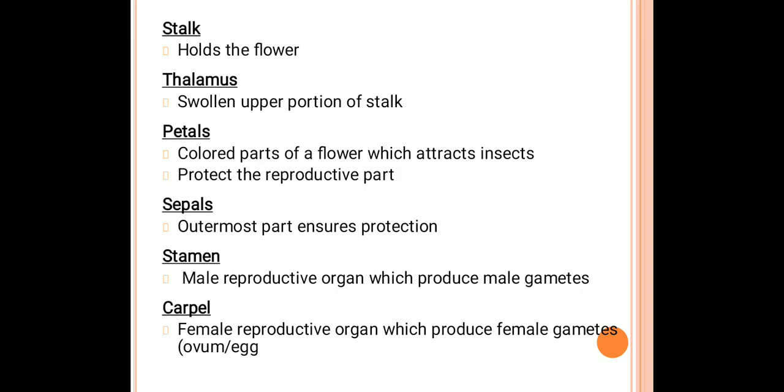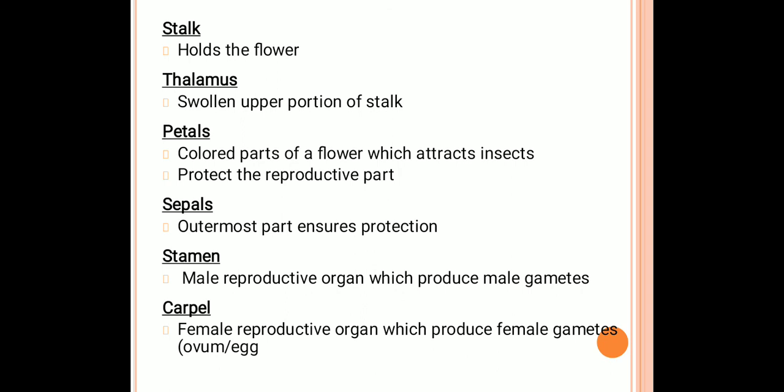And then the next one is the sepals. Sepals are the outermost part of the flower. The main function is that it ensures the protection of the flower in the bud stage. Normally in the bud stage you can see the green colored structure, the flap that is present during bud development. That is the main function of the sepals.